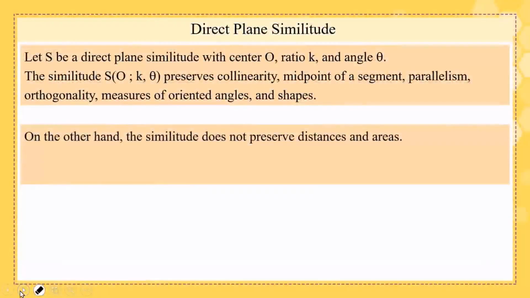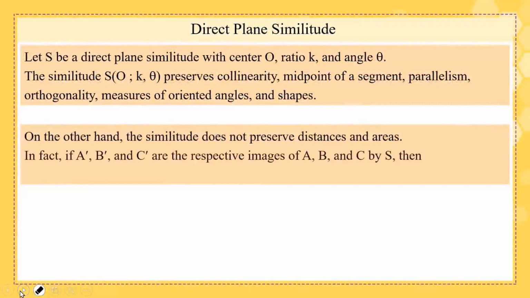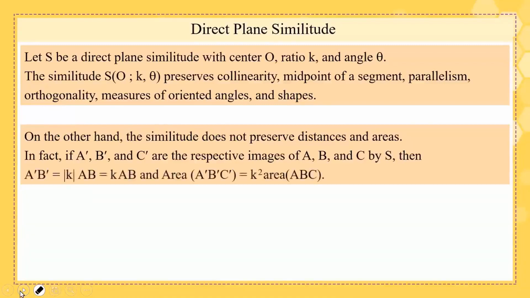But on the other hand, the similitude doesn't preserve distances and areas. In fact, if A', B', C' are the respective images of ABC by S, then A'B' is equal to the absolute value of K multiplied by AB, which is equal to K times AB if K is strictly positive, and the area of A'B'C' will be K squared multiplied by the area of the triangle ABC.